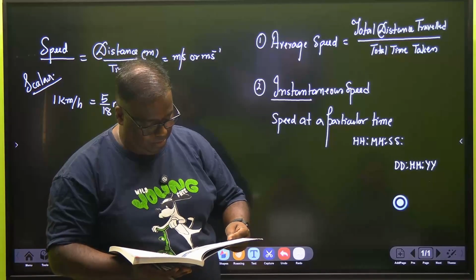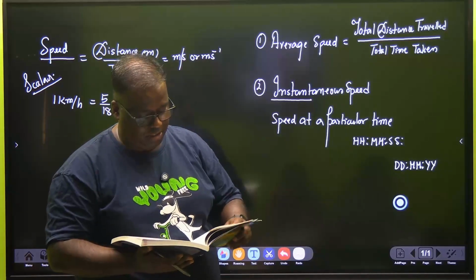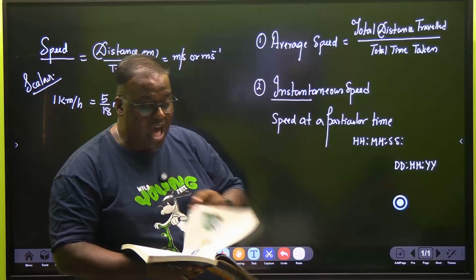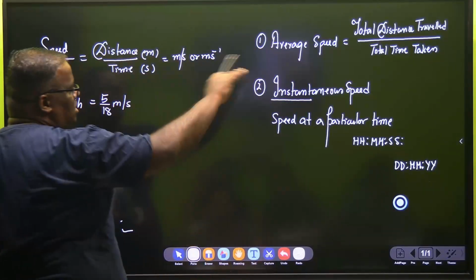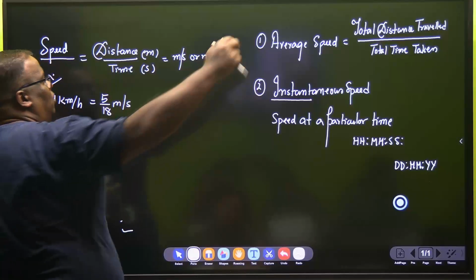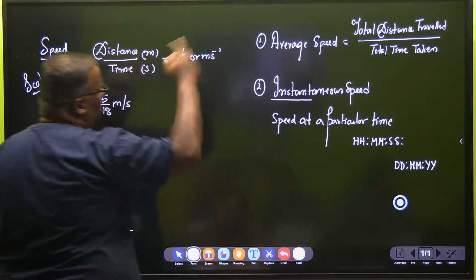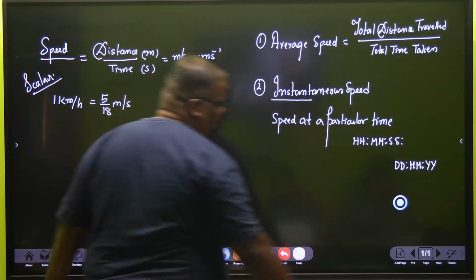So let's pick up some problems on average speed. Any questions, anyone? One formula that you got: average speed is equal to total distance traveled divided by total time taken, and this is also something that you will need. Okay, let's start.